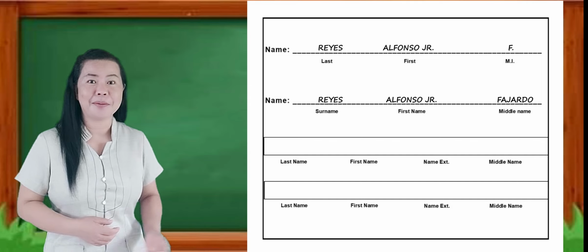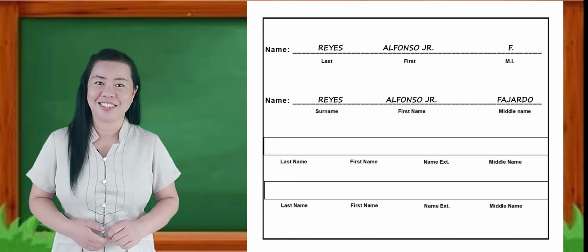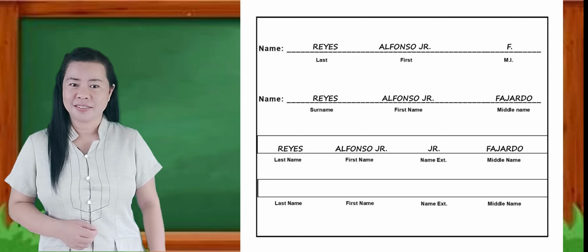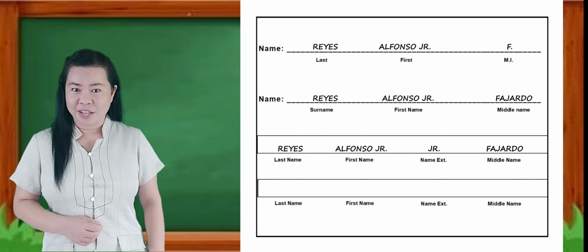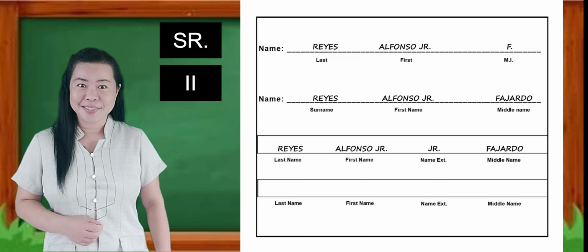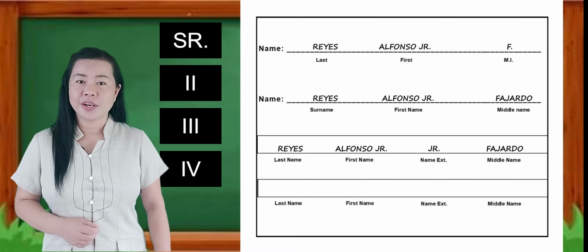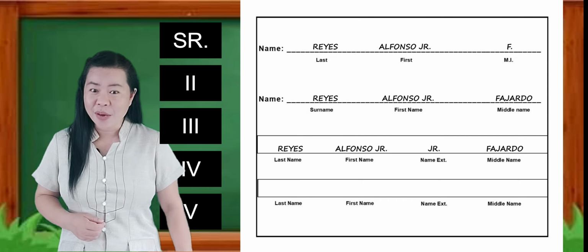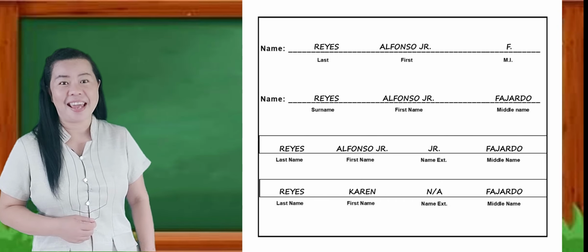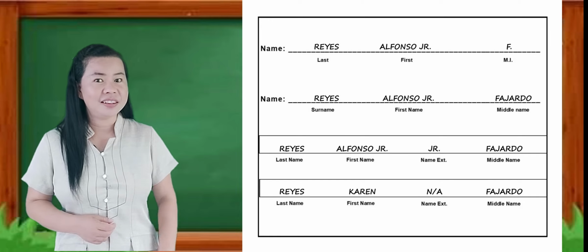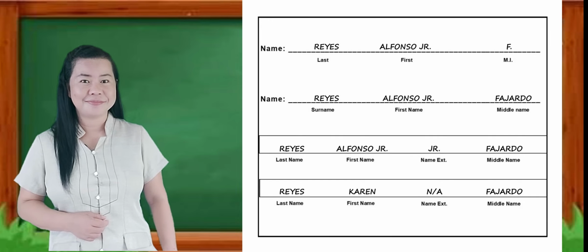On the third example, notice that a name extension is added. It is where Junior is written. Other examples of name extensions are Senior, the second, the third, the fourth, the fifth, and so on. If the name has no extension, simply put NA or not applicable. Do not leave any field blank.